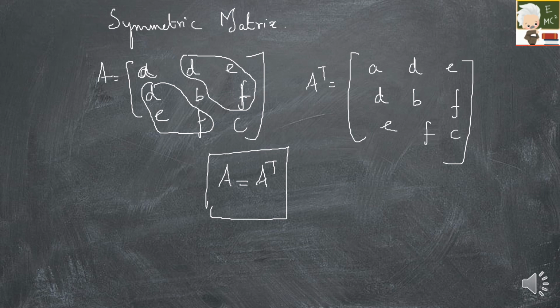In a symmetric matrix, they will ask a question: how many independent elements are there? That is the number of independent elements.